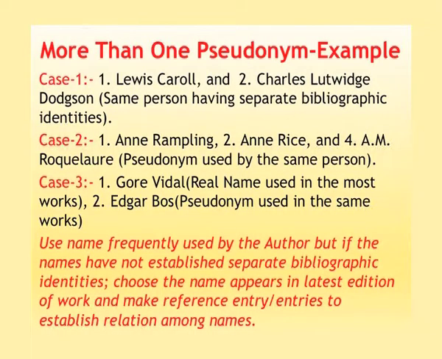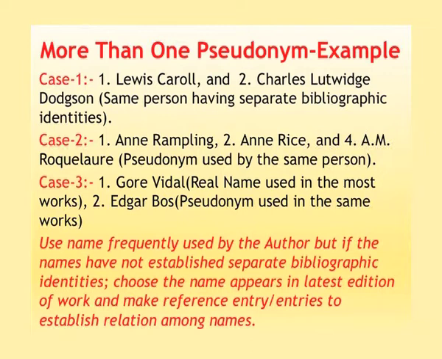More than one pseudonym. The case is the same, the rule is the same, 32A.2, only the case is different. One is case 1, where there are two different names: Lewis Carroll, and the second name is Charles Ludwig Dodgson. The same person has separate bibliographic identities. Here the person is the same, but has established bibliographic identities separately under two different names.